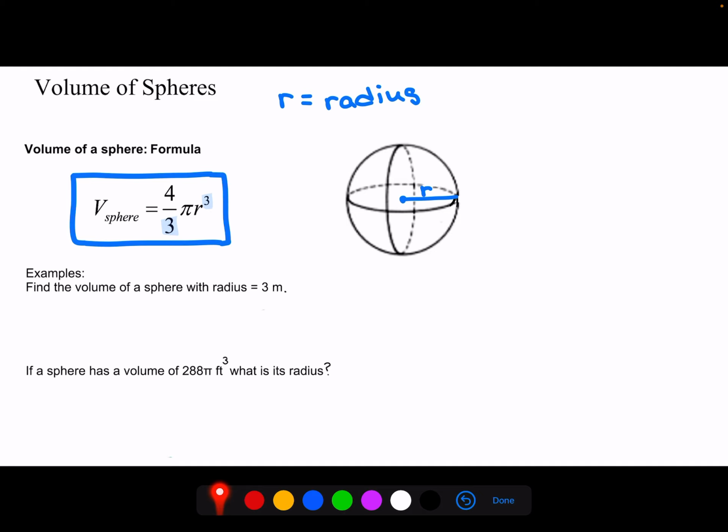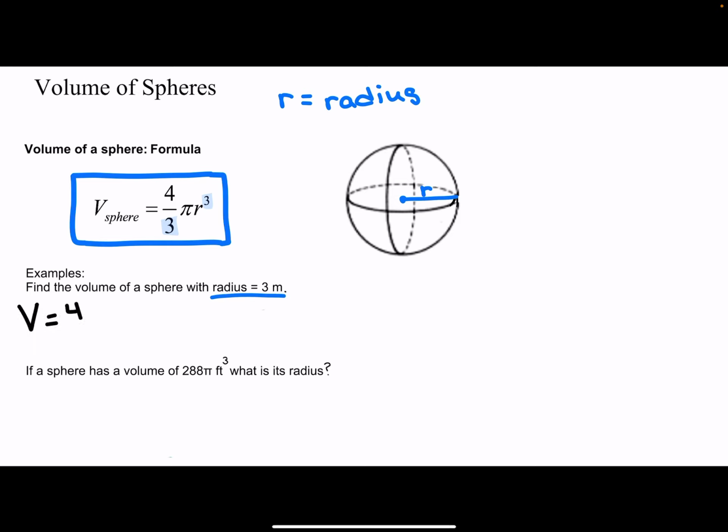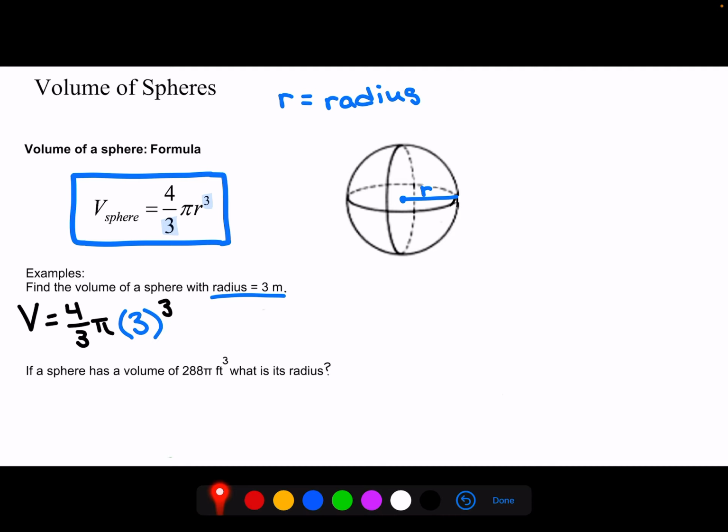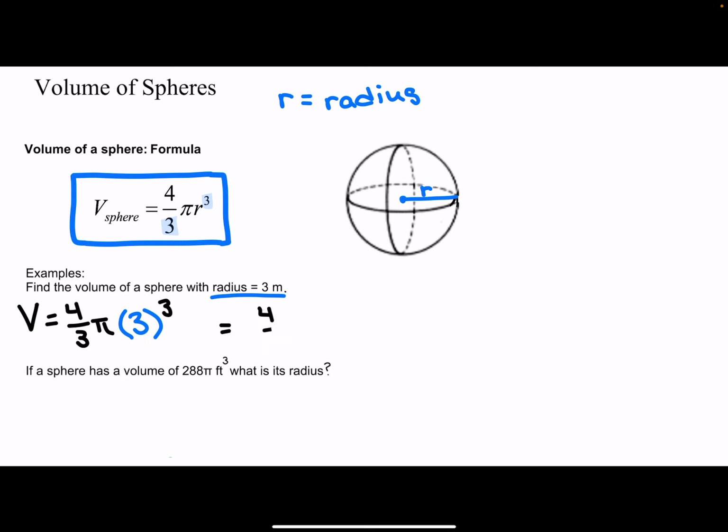Now, for an example, we want to find the volume of a sphere with the radius of 3 meters. So I'm just going to take that 3 and plug it in for r, the radius. That will give me the volume is equal to 4/3 times pi times 3 cubed, or to the third power. Well, 3 times 3 is 9, times 3 is 27. So we have 4/3 times pi times 27.